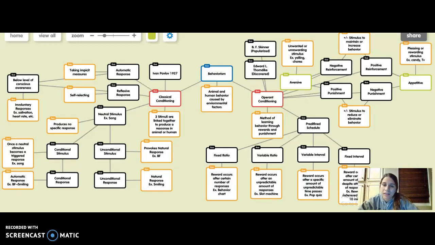Hi, I'm going to be explaining my concept map on behaviorism. Before I get into it, I'm going to describe the layout of my concept map so there's a better understanding of why I created it this way.